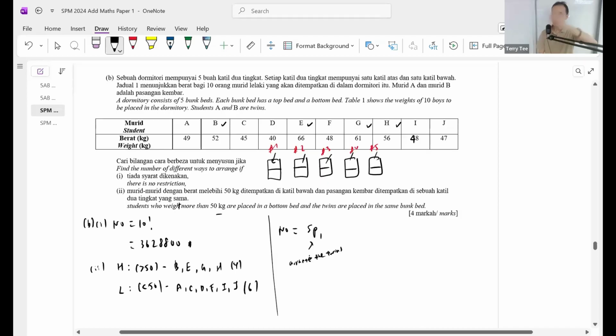Correct? I need to arrange the twins first. I can put them in bed number 1, 2, 3, 4, so there are 5 ways. So we put the twins first, then let's put the heavy ones. Now let's say the twins occupy here and here. There's no other way to arrange them.